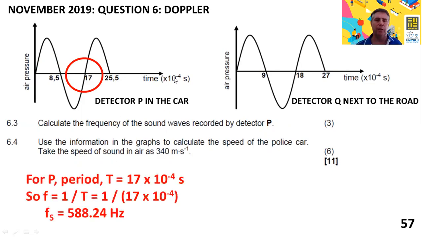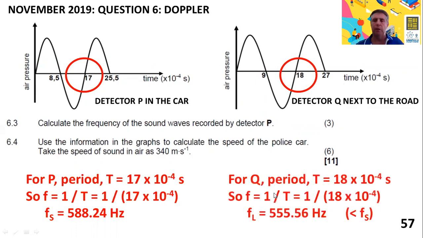The period is 17 times 10 to the minus 4 seconds. Don't forget that. The frequency is 1 over period, which is 1 over that figure, which is 588.24 hertz. Now, although it's not asked for immediately, let's do it for the detector Q, the stationary detector next to the road. The period was 18 times 10 to the minus 4 seconds. So calculating the frequency, we get a lower figure, 555.56 hertz, which we note is less than the frequency of the source, as we expect, because the police car is moving away from the source.